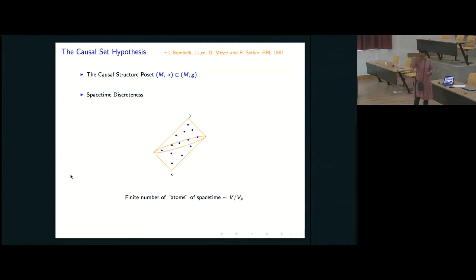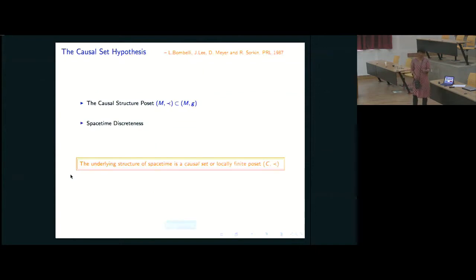The second ingredient is spacetime discreteness, where we say that if I take a spacetime interval, which is the intersection of the future of an event x and the past of an event y, this thing is often called an Alexandrov interval, then for a finite spacetime volume of this interval, we want to have a finite number of underlying elementary spacetime atoms. These are the two ingredients that go into the causal set hypothesis, and we say that the underlying structure of spacetime is a causal set, or locally finite partially ordered set.